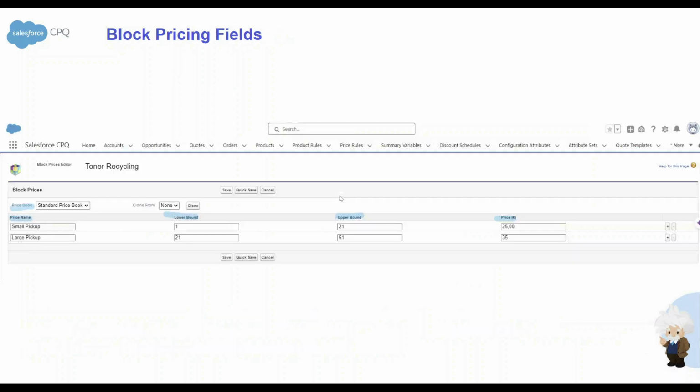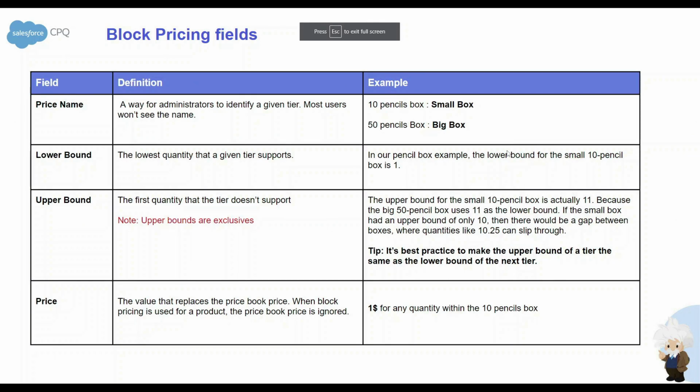To create a block price, we head to the related section in a product and from there to block pricing, where you will be prompted with a screen to fill the following fields: the price book, the price name, the lower bound, the upper bound, and the price. First, we have the price name, which is a way for administrators to identify a given tier. As a matter of fact, most users won't see the name. For example, our 10 pencils box tier is going to be called the small box, and the 50 pencils box can be called the big box.